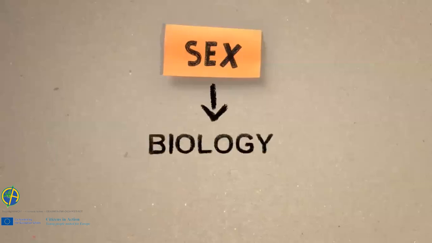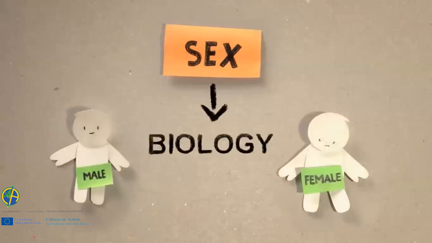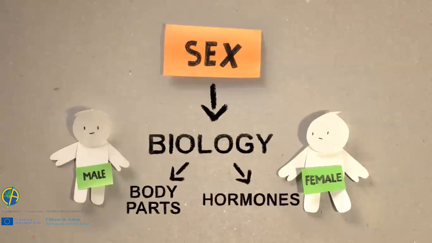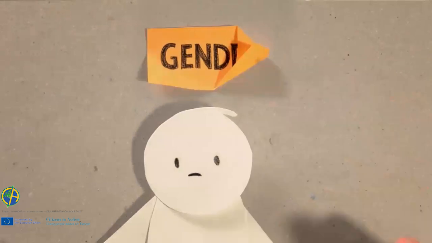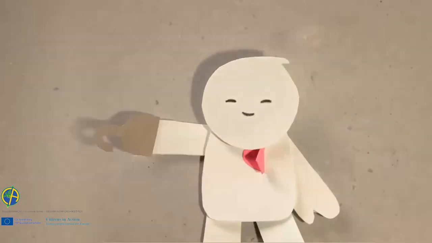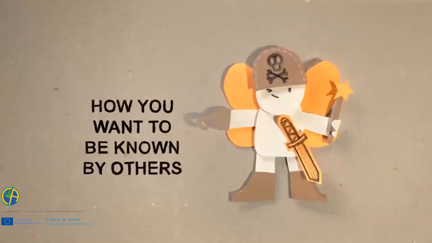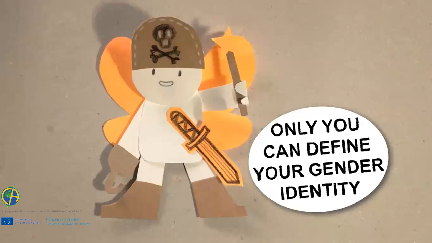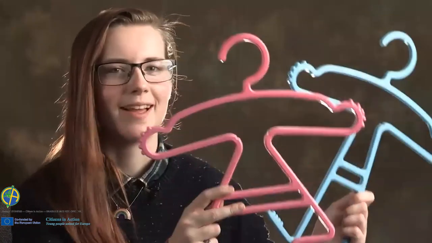Sex is about biology. A person is given a label of male or female based on their body parts, hormones, and biology. Gender identity describes how you think of yourself. It's how we feel inside and how you want to be known by others. Only you can define your gender identity. So it's not just male and female, there are so many in between. You might be non-binary or gender fluid.